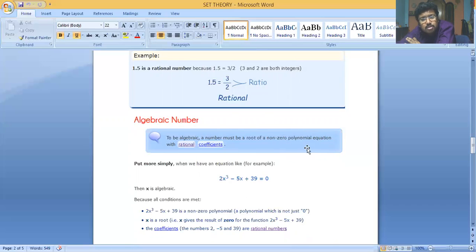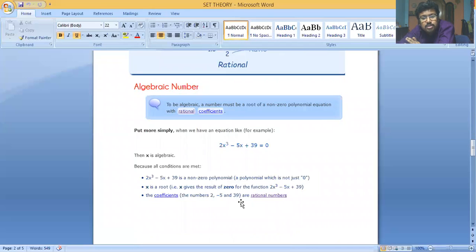So polynomial means many terms should be there. Variables are there, x is the variable. Coefficients are there. So this is a polynomial. Non-zero because there is 39. So x is an algebraic number because all conditions are met here. 3x square minus 5x plus 39 is a non-zero polynomial, a polynomial which is not just zero.